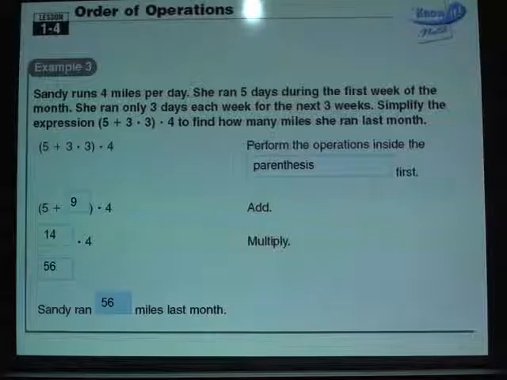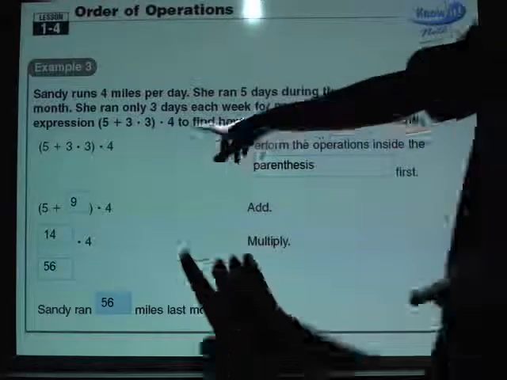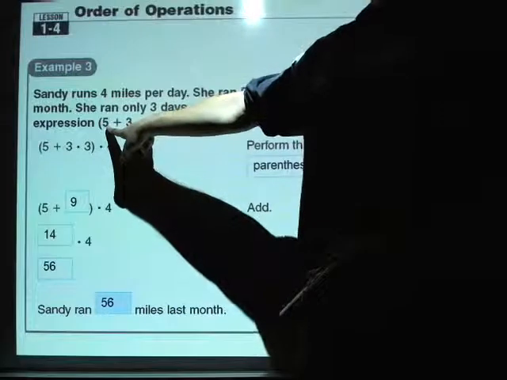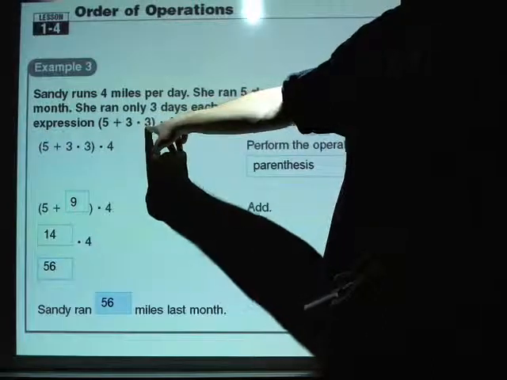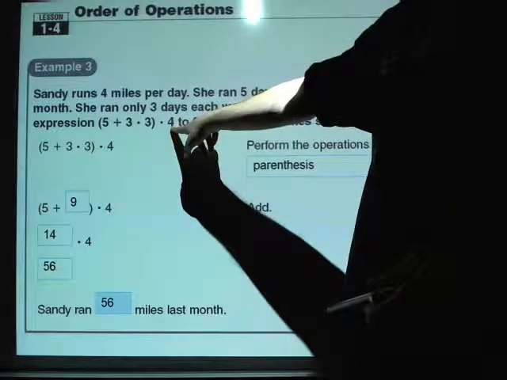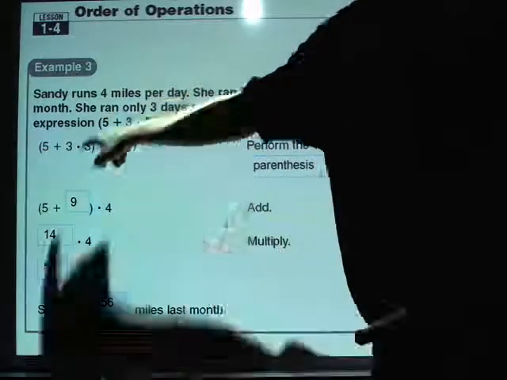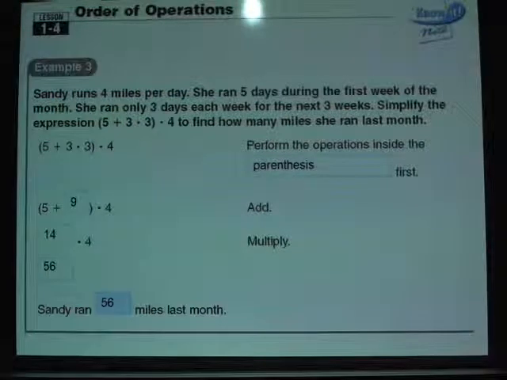So of course that equation that you see there is the mileage combined based on the various parts. She ran the 5 days during the first week of the month. Then she ran only 3 days each week for the next 3 weeks. And then we're supposed to simplify the expression. So notice here's the first 5 days in the 5. The 3 times 3 represents the 3 days she ran during the next 3 weeks. And then this times 4 out here at the end is what we didn't mention. That's what comes from this first sentence. It's that she's running 4 miles a day. So if we take the number of days she ran and multiply it by the number of miles per day she runs, that's the total mileage.